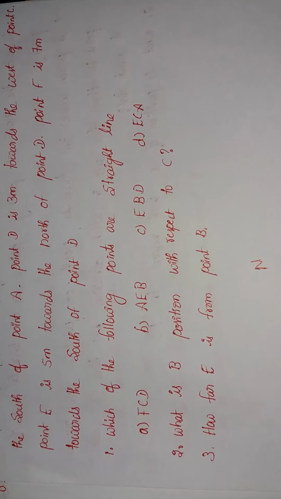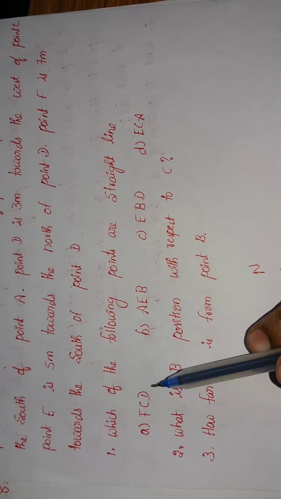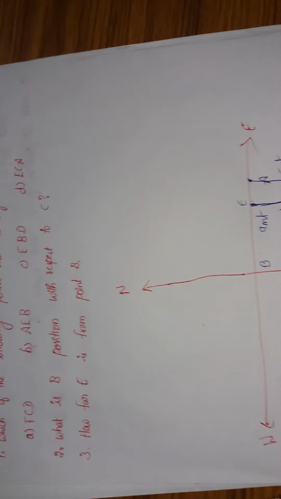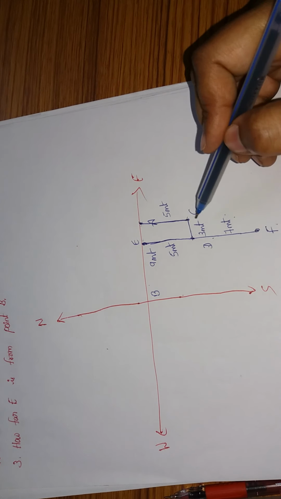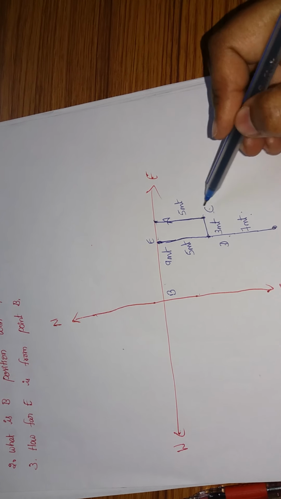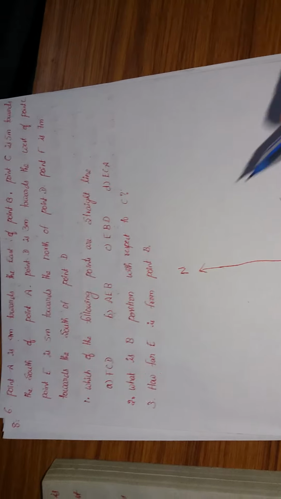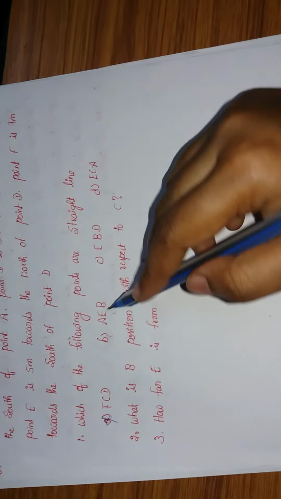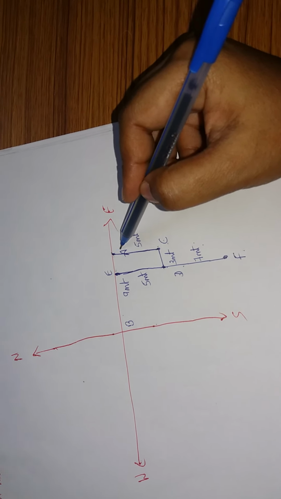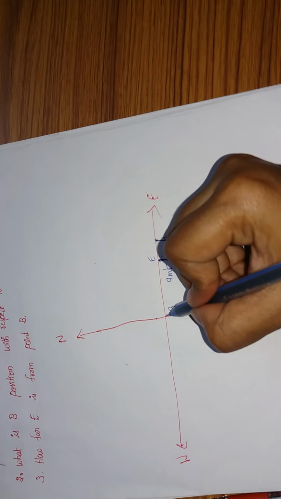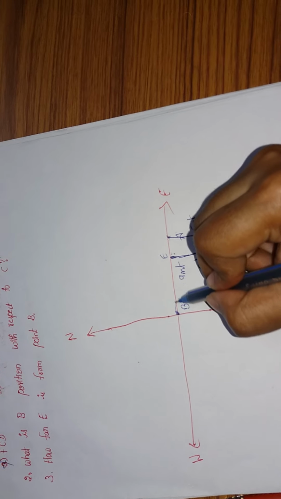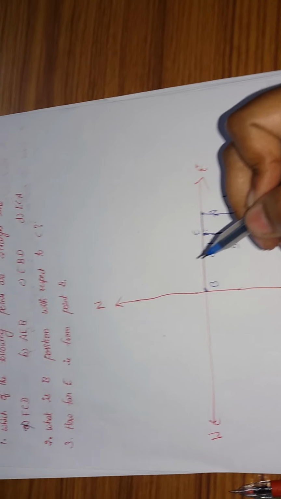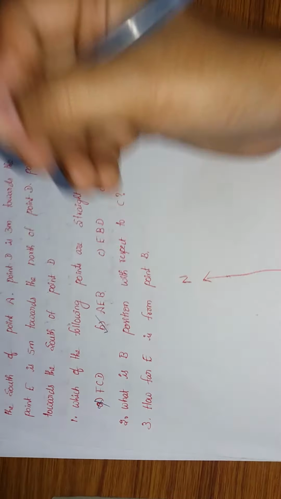Which of the following points are in a straight line? F, C, D. Let's check from the diagram. F, C, D are not in a straight line, so option A is eliminated. A, E, B. A point is here, E point is here, B point is here. These are in the same straight line. So option B is correct.